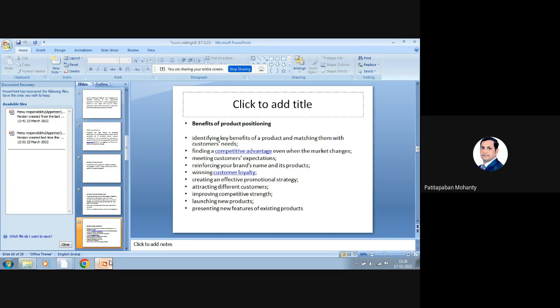Then, meeting the customers' expectations. Your product should always have a kind of potential product, so that it can always meet, achieve or attain each and every expectation of the customers, and it will bring a full satisfaction level for the customers.